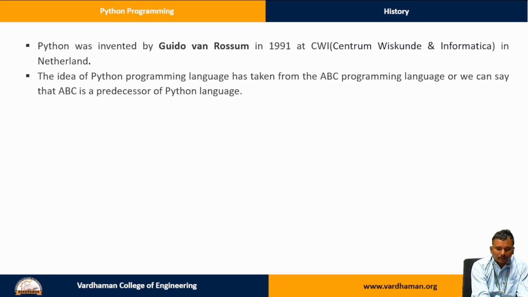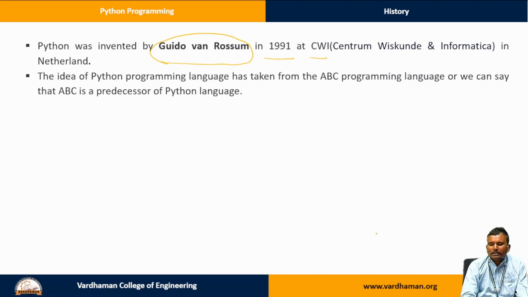Next, history of Python. Python was invented by Guido van Rossum. This person invented the Python programming language in 1991 when he was working at CWI, Centrum Wiskunde and Informatica, a Netherlands based company. While working in that company he wanted to develop a simple programming language, and he wanted to eliminate the complex syntaxes from programming. The basic idea is to develop an easy programming language that can be learned by anyone.